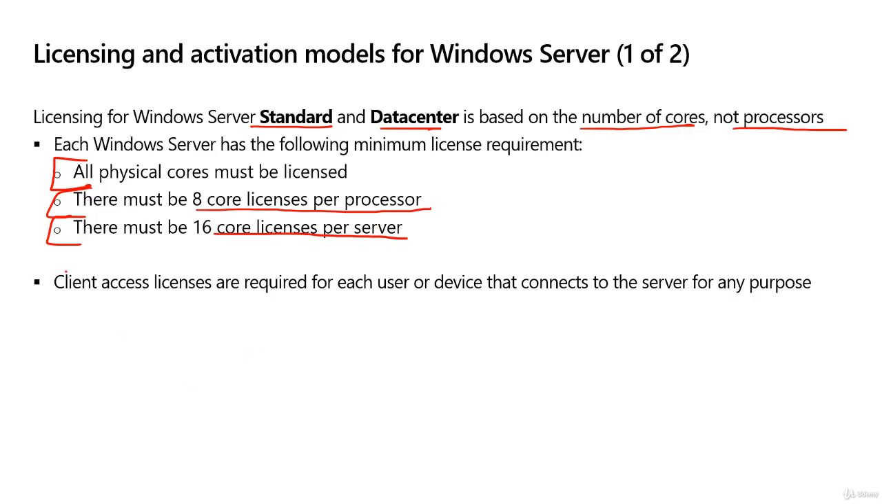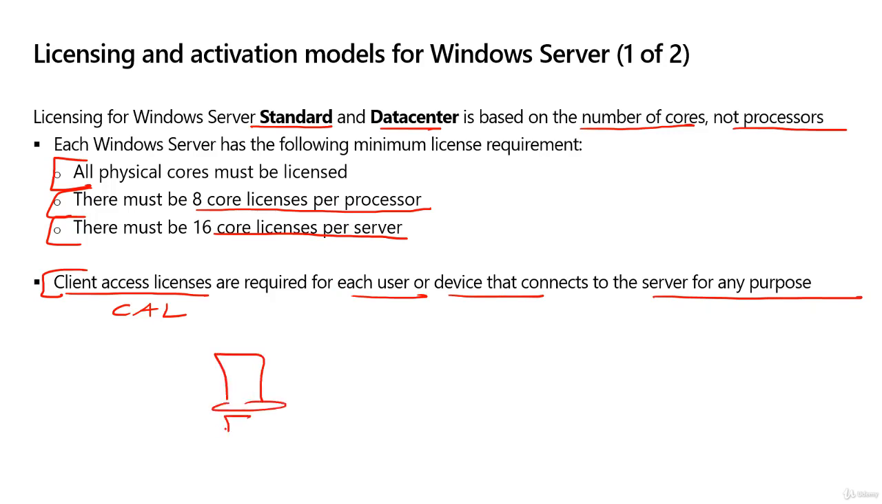Now, the client access license, or CAL, is what it's usually called. This is required for each user or device that connects to the server for any purpose. An example of this would be, if I have a file server, it runs the OS Server 2019. You have to have a license for the operating system you install on the server.